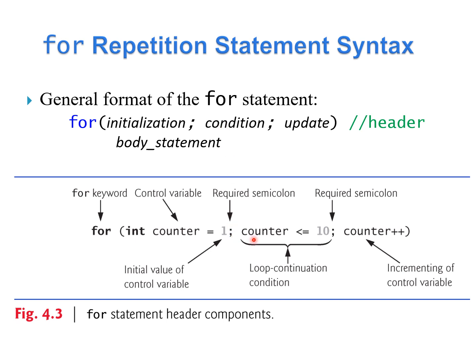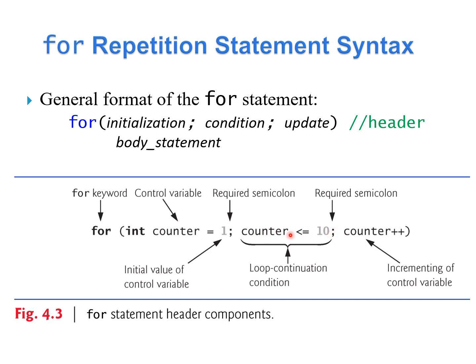It typically involves comparing the control variable to a threshold value, such as counter less than or equal to 10. The third and also the last component in the for statement header is the update action, which typically modifies the control variable's values so that the loop continuation condition eventually becomes false. The simplest update action is to increase or decrease the control variable by 1. The two semicolons in the for header are required.